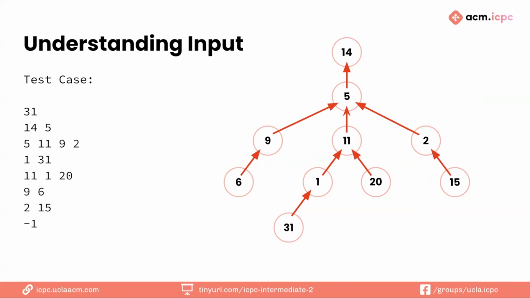And the problem lends itself to it because in each of our lines of input, it tells us what is directly above it. For example, in this first line, it tells us that 14 is right above 5. In this line, it tells us 5 is right above 9, 11, and 2. In the third row, it tells us 1 is directly above 31, and so on. So the problem lends itself to just going straight up a node and going until we reach the top of the tree.